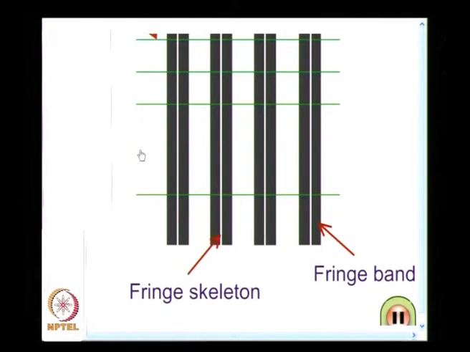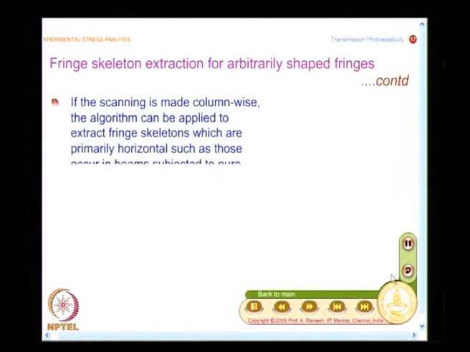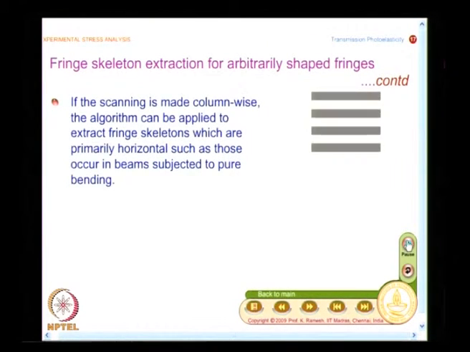Suppose I have fringes which are horizontal, what can I do? I can have a vertical scanning and repeat the same process. So, when the fringes are horizontal or vertical, simple column wise scanning or row wise scanning can do the job of identifying the minimum intensity points.